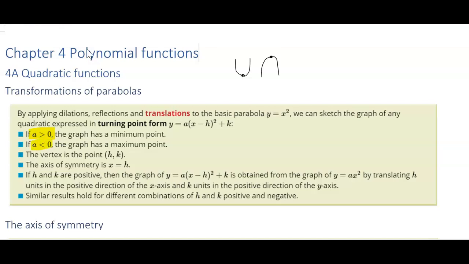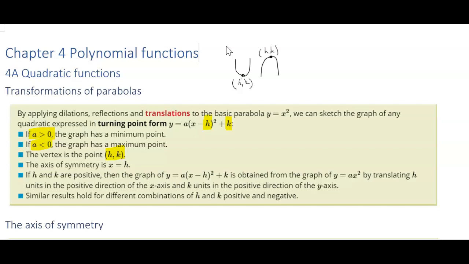The vertex is the point (h, k). Remember h is here; that minus does not belong to the h, it's just the general form of the equation. So your turning point, or your vertex, which is the same as your turning point, is (h, k). As long as you've got your equation in what we call turning point form, you'll be able to read off what h and k are. That's why it's called turning point form.